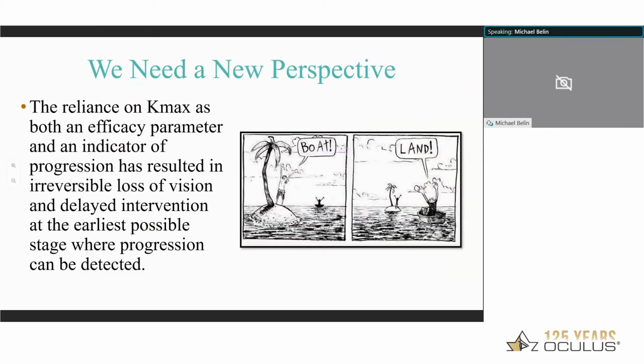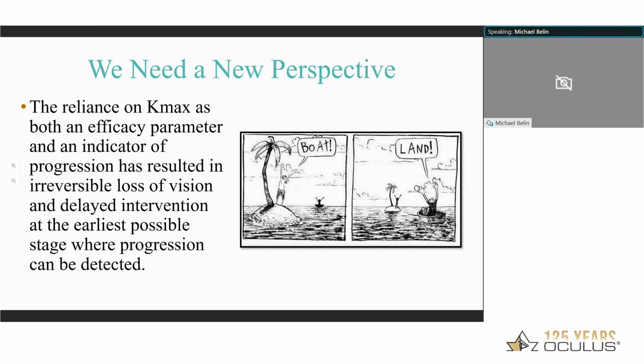Most of us recognize the limitations of Kmax, even though that's been the de facto parameter people have used for years. But the reliance on Kmax as both an efficacy parameter and an indicator of progression has resulted in irreversible loss of vision and delayed intervention at the earliest possible stage where progression can be detected.